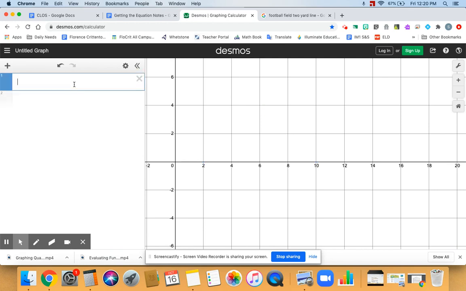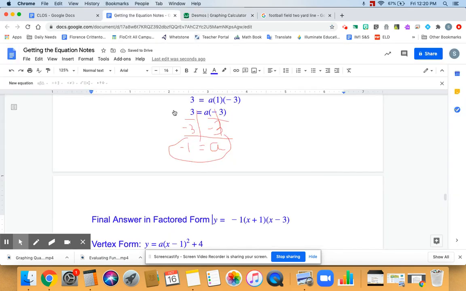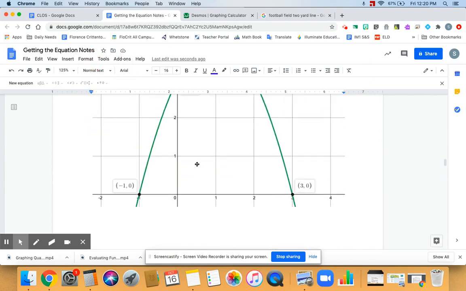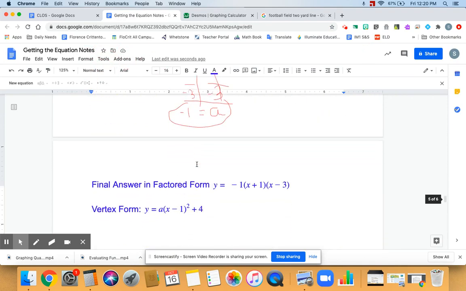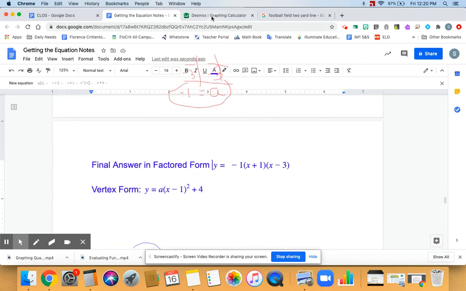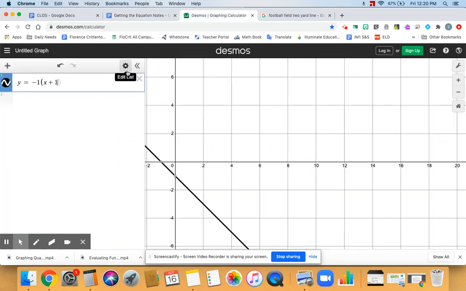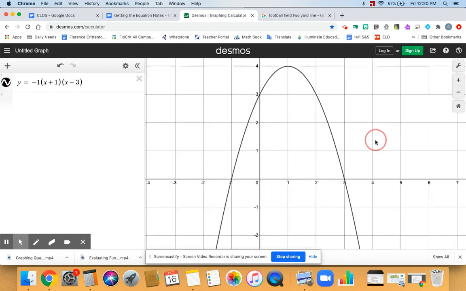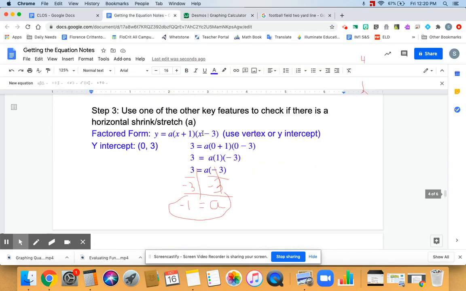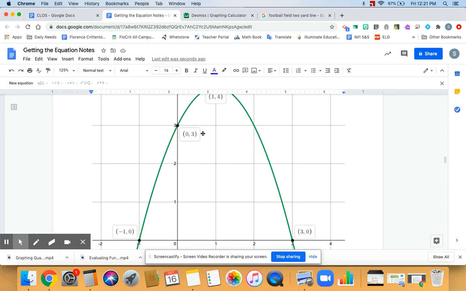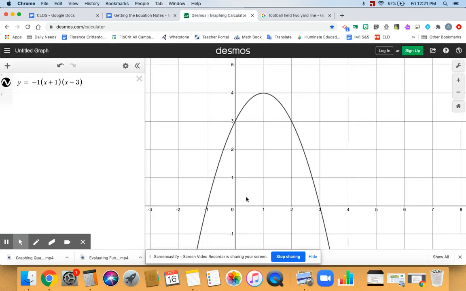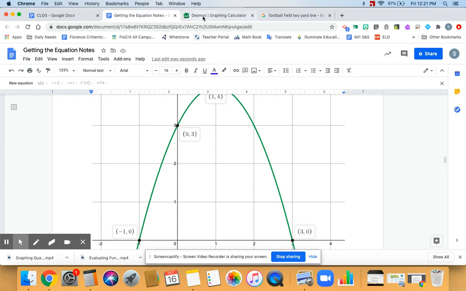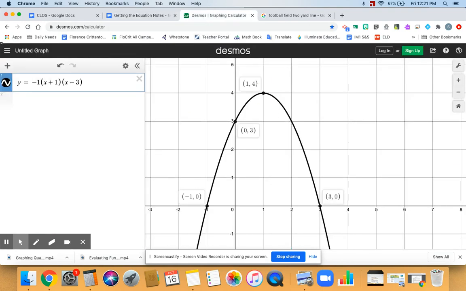Meaning that this graph right here, the equation, if I were to take this guy, -1 times parentheses x plus 1, parentheses x minus 3, this graph right here is the exact same as this graph up here. Which it is, because you see that has the -1, 0, 3, 0, 0, -3 for the y-intercept. See, and then 1, 4 for the vertex. So they are the same graph.